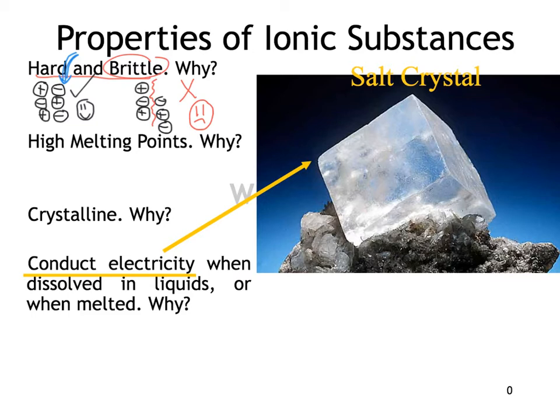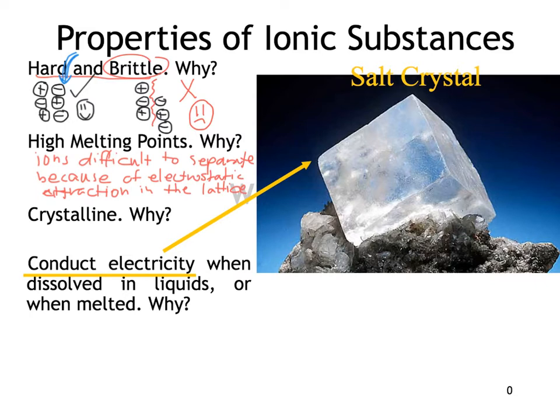So they also have very high melting points, and the reason is also just a result of the lattice structure. So the lattice structure is going to promote all of this attraction between ions, and therefore it's going to be very difficult to separate those ions, and that's why you're going to get a high melting point. And then of course the structure is definitely crystalline as a result of the attraction between ions as well.